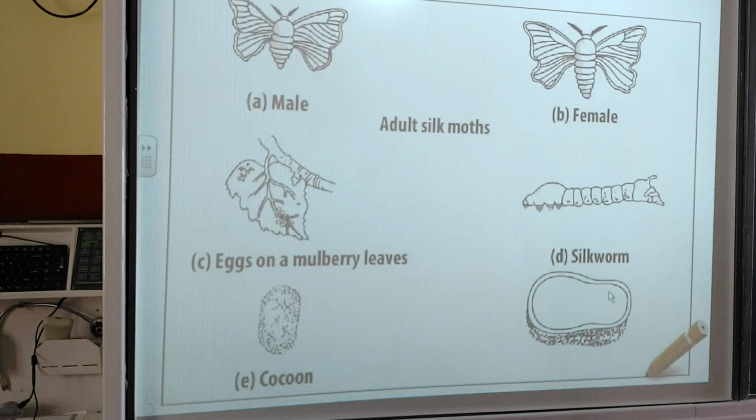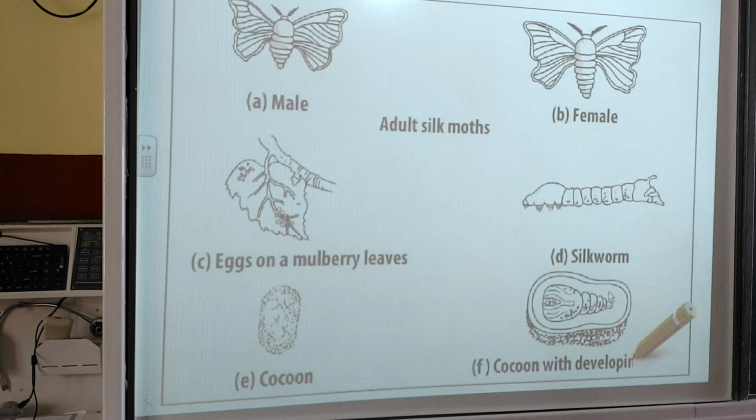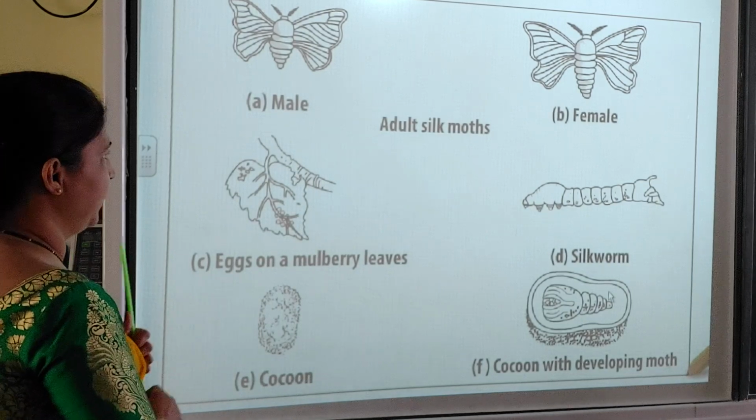Finally, inside the cocoon, draw a developing silk moth and label the structure as F, cocoon with developing moth. Your diagram is now complete, with A to F representing the life history of a silk moth. So this is the life history of the silk moth.